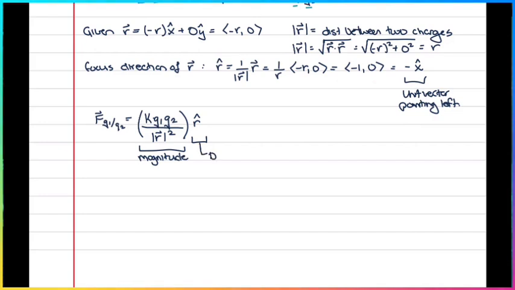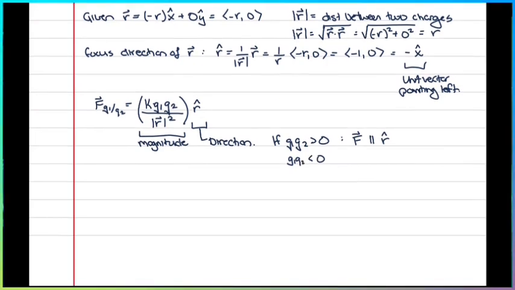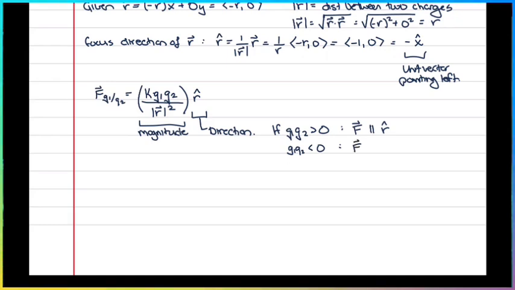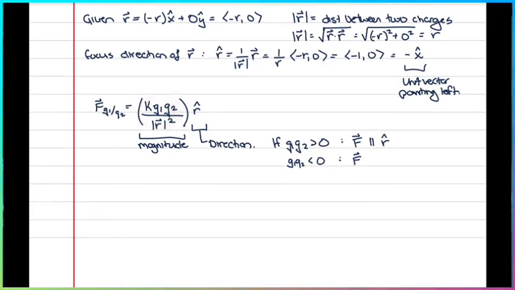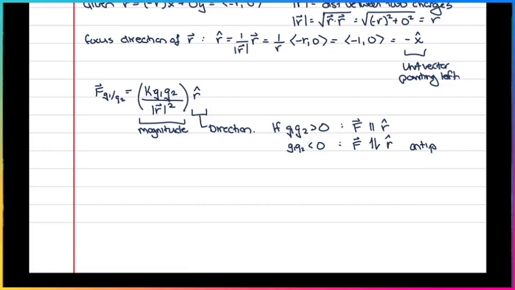And then this is giving us the direction, which will then satisfy that if Q1 Q2 is greater than 0, that implies that F is parallel to r hat. Good. Now write the subscripts. And then if one of them has the opposite sign, there's going to be a negative overall over here, which you could lump in with the direction vector. And so then F is going to be anti-parallel to r hat. I believe this is the symbol for anti-parallel. Well, I'll just write it out. Anti-parallel, parallel.